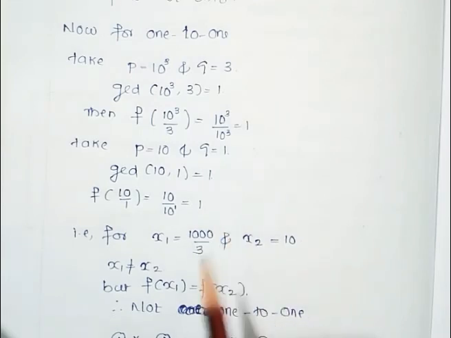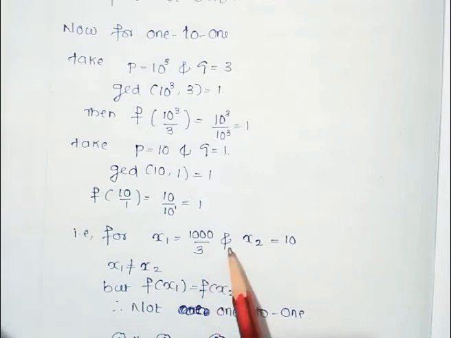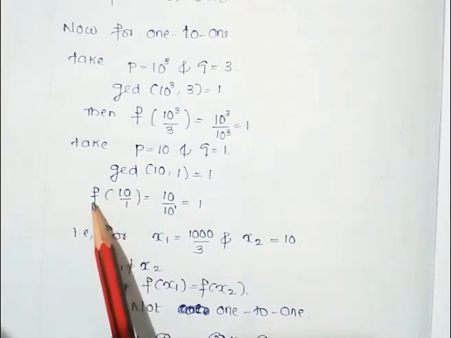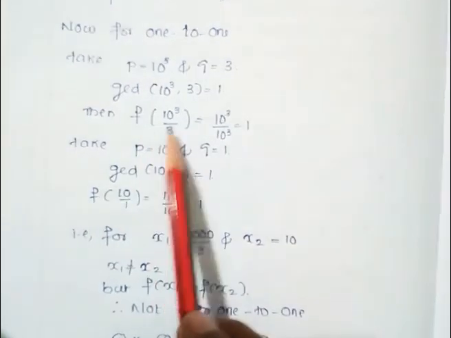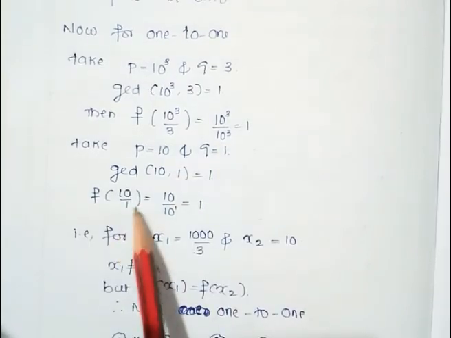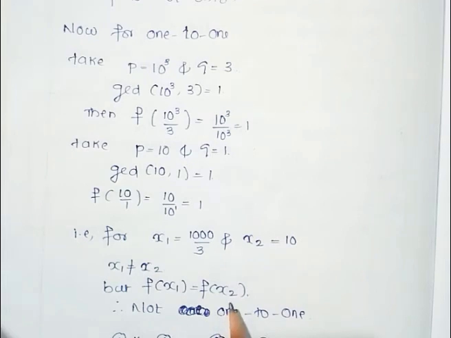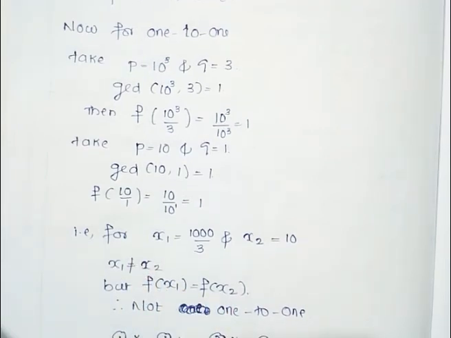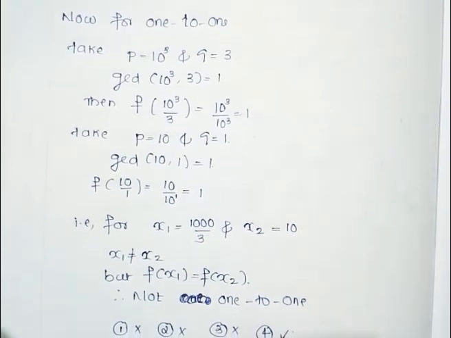Therefore we get x1 equal to 1000 divided by 3 and x2 equal to 10. We get f of x1 equal to f of x2, that is, f of 1000 by 3 is equal to 1 and f of 10 by 1 is equal to 1. So we get f of x1 is equal to f of x2, but x1 is not equal to x2. Therefore our given function is not one-one. Now we are going through the options.